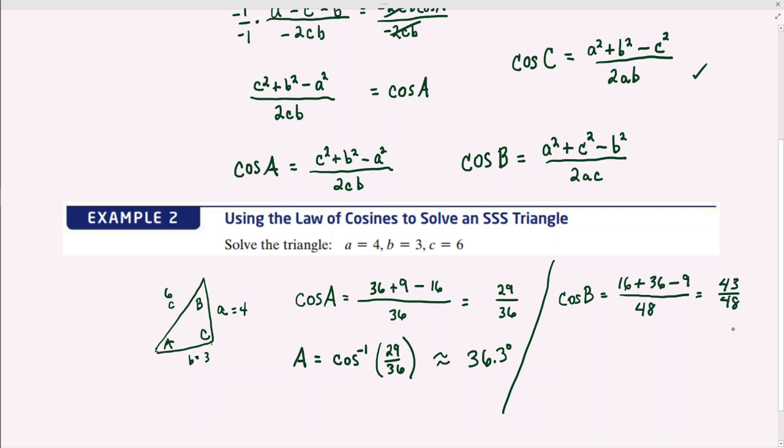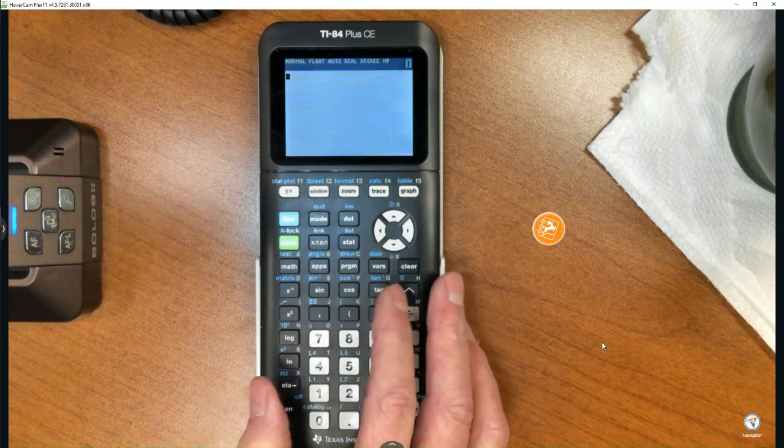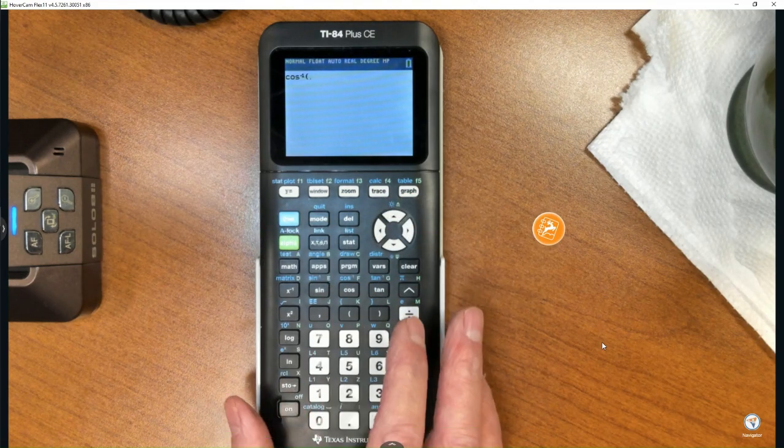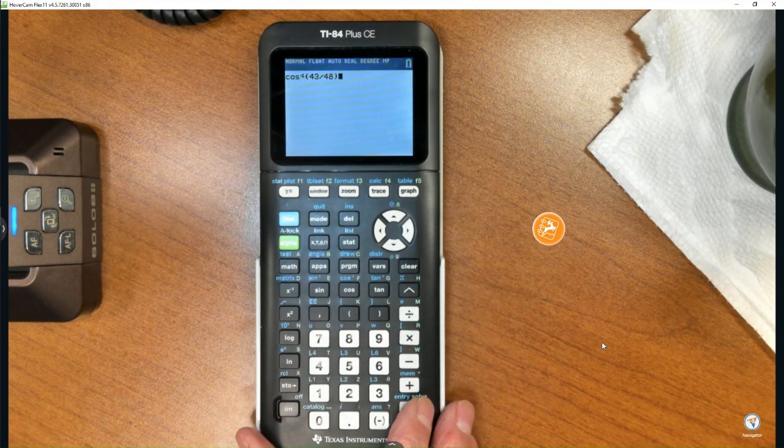So since the cosine of B equals 43 over 48, we know that B is equal to the inverse cosine of 43 over 48. So we're looking at about 26.4 degrees.